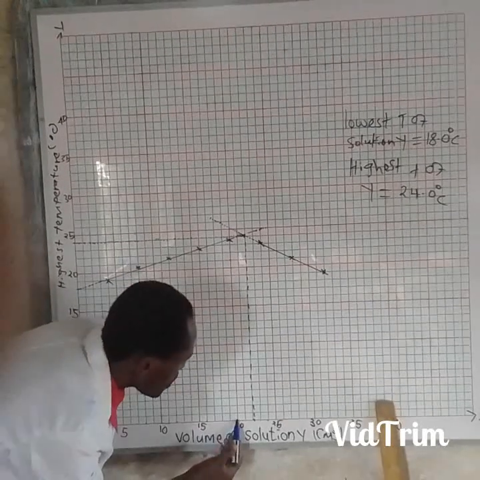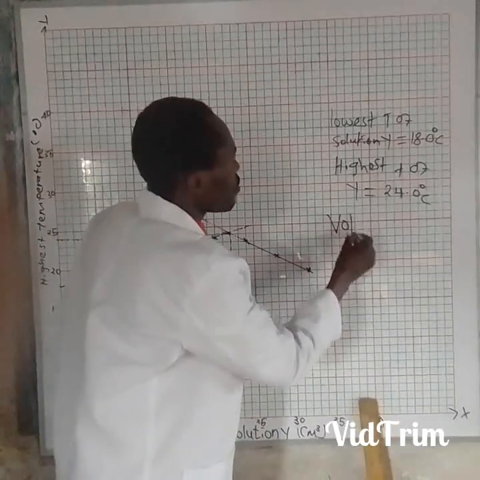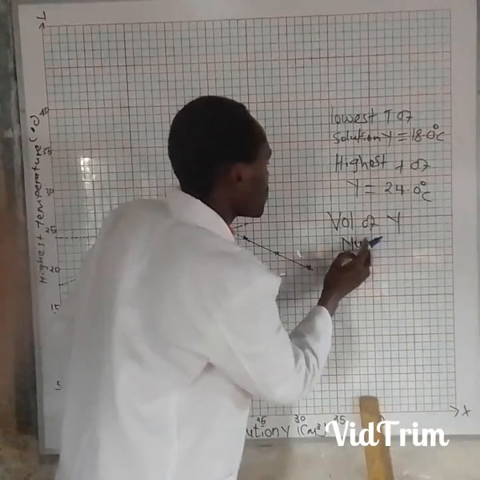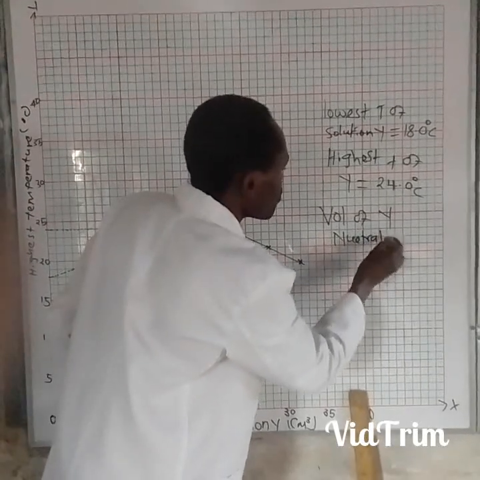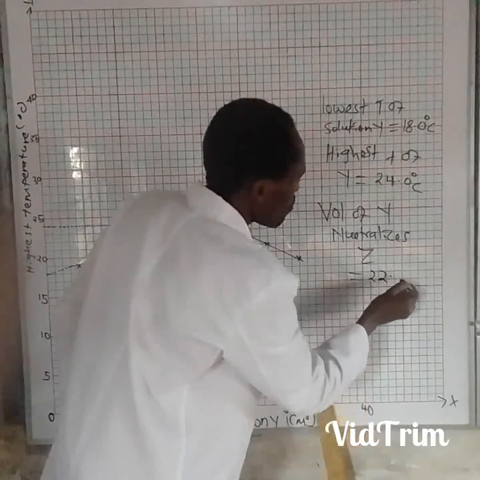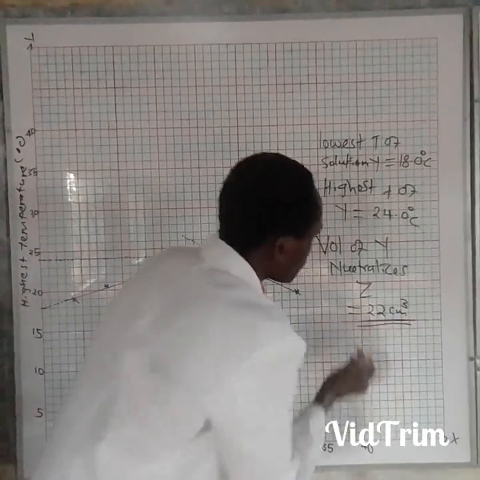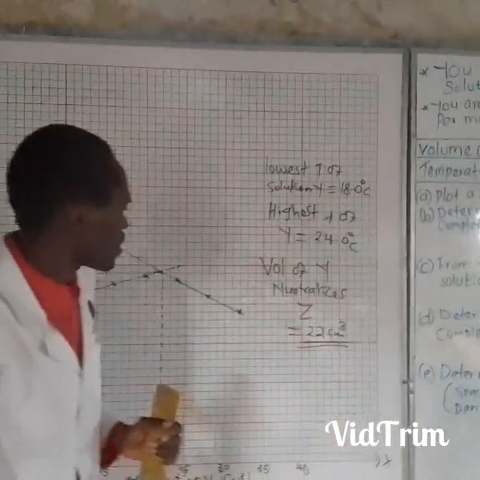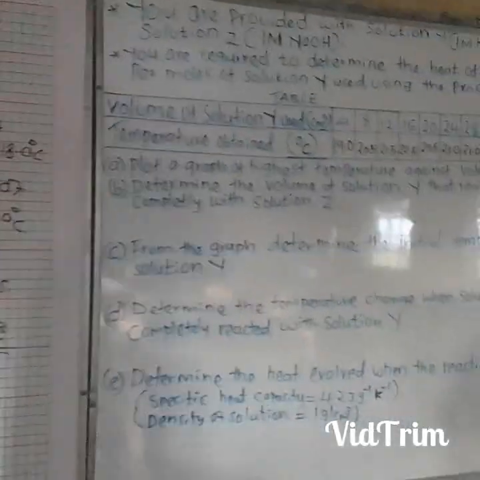If this is 20, this is 21, 22. So the volume of Y that neutralizes Z completely is 22 centimeter cube. Is it okay, my student? Let us now proceed and complete the other questions. After getting this one, we can now successfully answer these questions.